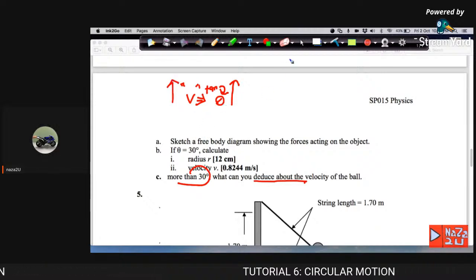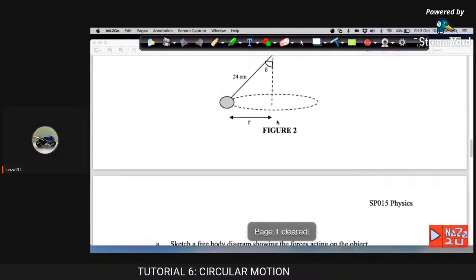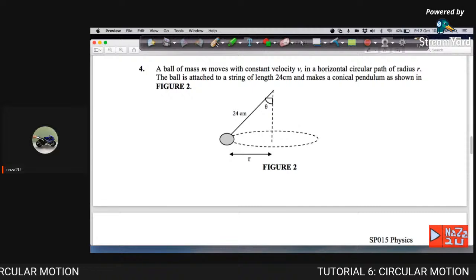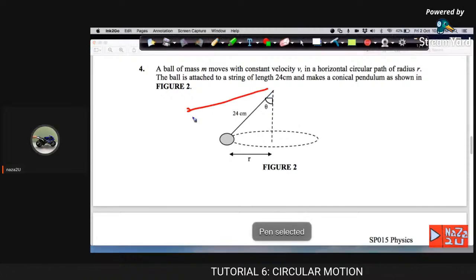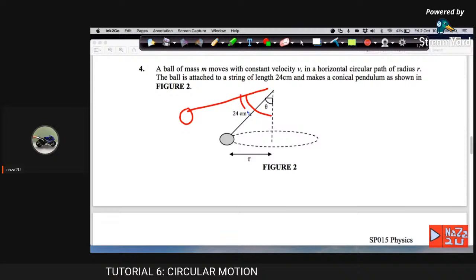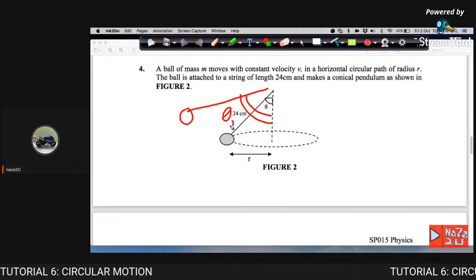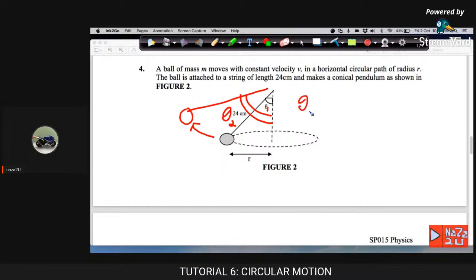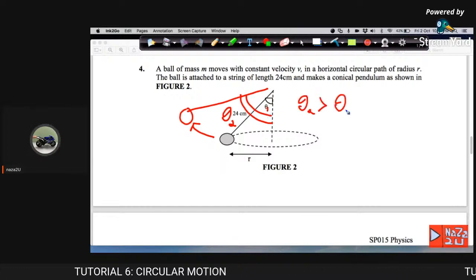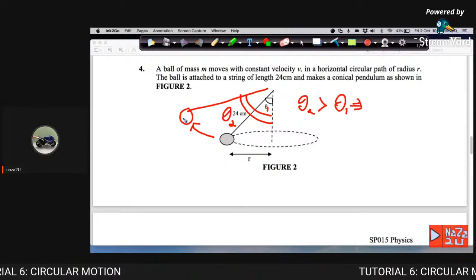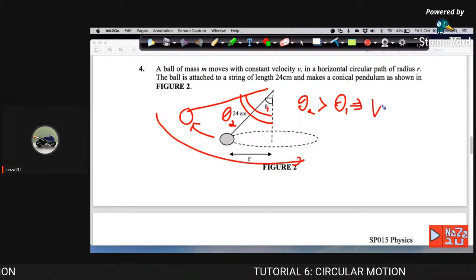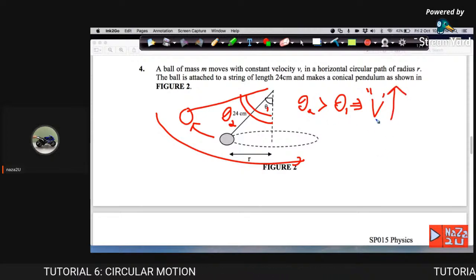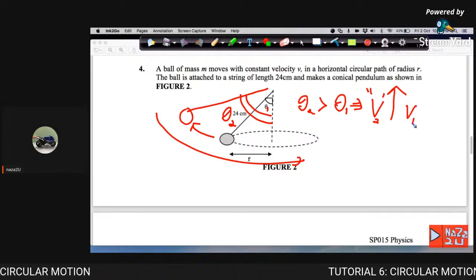Maksudnya kat sini, kalau rajah ni, logiknya kalau kamu besarkan lagi, setelah kamu tarik kat sini, the angle is greater than the initial angle theta. This is theta 2. Kamu tarik lagi besar dari theta 1. So if theta 2 is greater than theta 1, logiknya bola ini akan bergerak dengan lebih laju. So V also increases for theta 2, or V2 is greater than V1. Right?